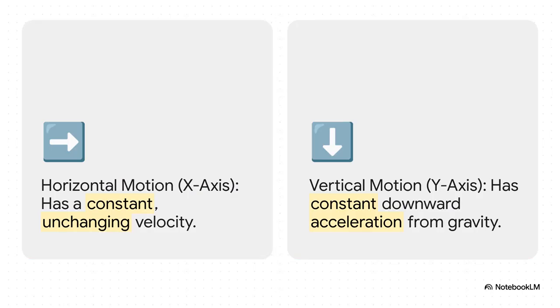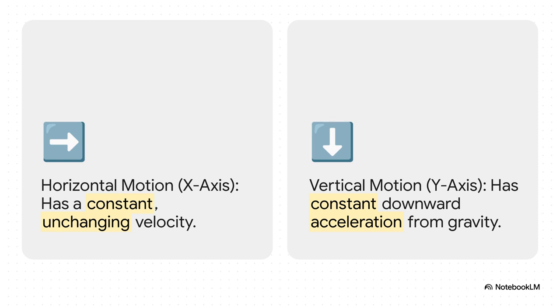To really get this, imagine a little experiment. Let's say you drop one ball straight down. At the exact same moment, you fire another ball perfectly horizontally. Guess what? They both hit the ground at the exact same time. Why? Because gravity's downward pull doesn't care about sideways speed. It pulls them down at the same rate.